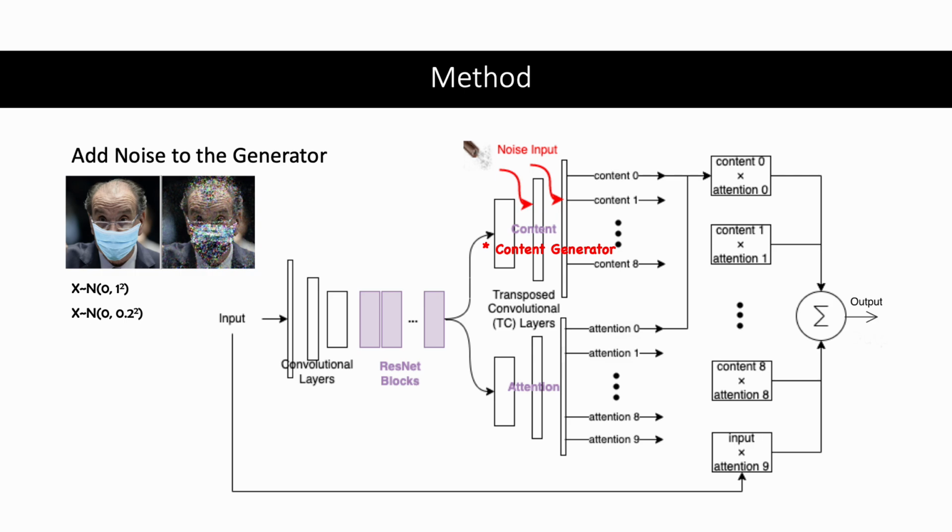Our second improvement is to add noise to the generator. This idea was from StyleGAN, where noise is added to each layer of the generator, achieving the diversity of its final results. We have plotted the details of the AttentionGAN generator in this slide, with three transposed convolution layers for the content generator. Gaussian noises with zero means were fed into the last two layers.